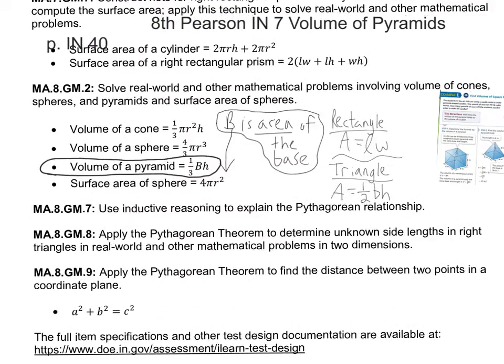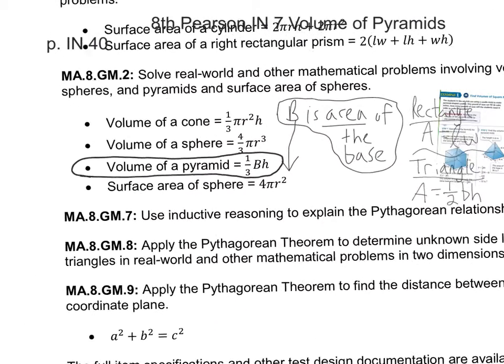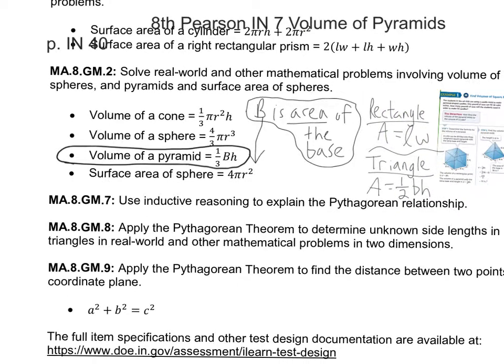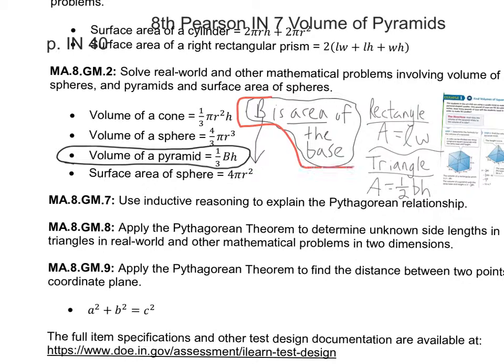So volume of pyramids, if you look on your formula sheet there, we have a formula for the volume of a pyramid. It's 1/3 BH, capital BH. So capital B, when you see that on the formula, that means the area of the base.